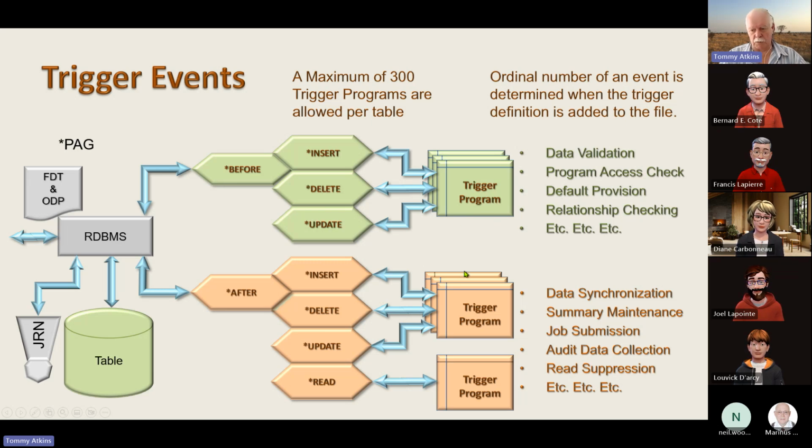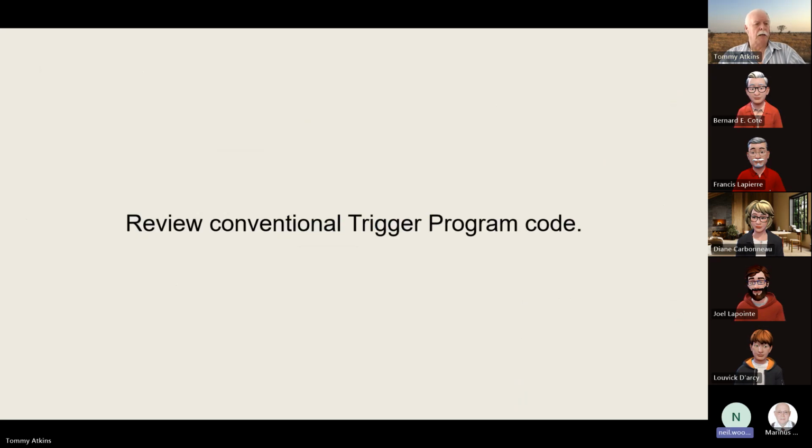Now, you did ask me the question and you pointed out that you have a problem because you've got a lot of programs accessing the same file, and a trigger that sends back an escape message is going to break your programs. Okay. I've got a solution for that, and I will pass you through it, but just bear with me. We're going to look at a standard trigger to begin with. So we're going to review conventional trigger program code and how you create it.